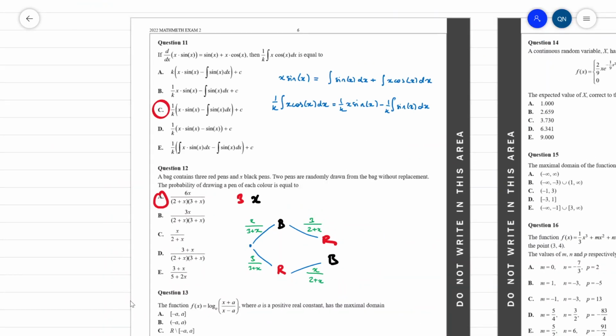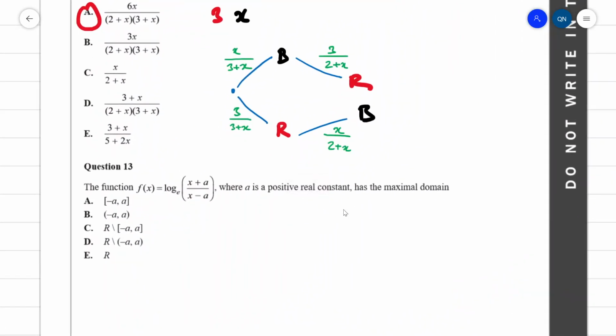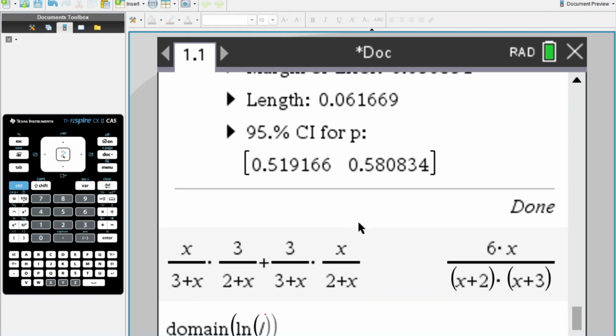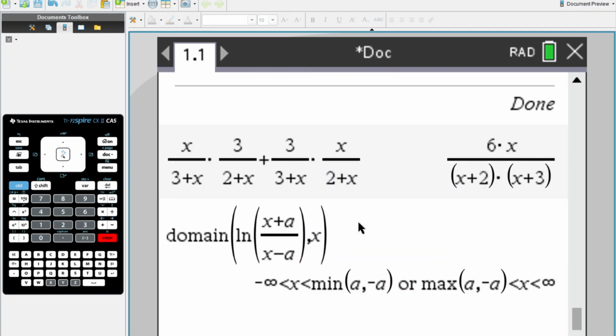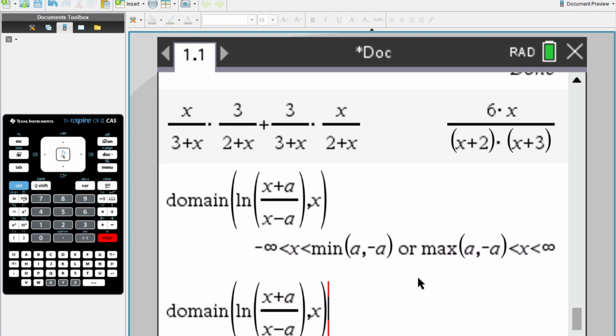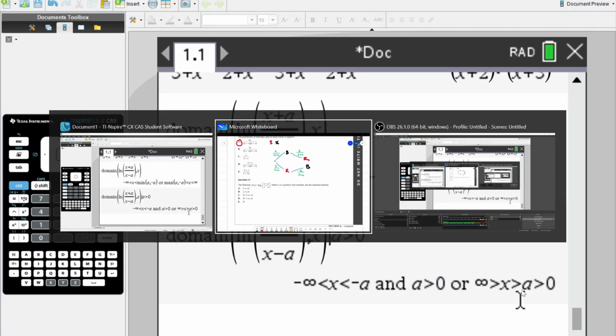Alright, question 13. The function f, some kind of funny log function where a is a positive real constant, has maximal domain. How do you find maximal domain on the CAS? Just type in domain, then plug in your function, which in this case, you can use ln for log, and we have x plus a and x minus a in here, and then comma x, and we get some funny output. Maybe it's useful if we put in the condition that a is a positive real constant, so let's do that, such that a is greater than 0. And what do we get? We get x is between negative infinity and negative a, and x is between a and infinity.